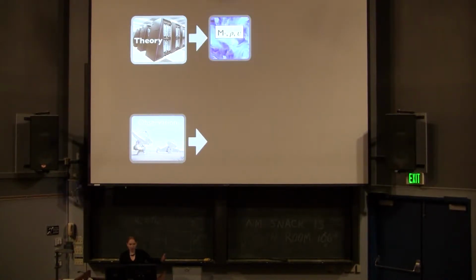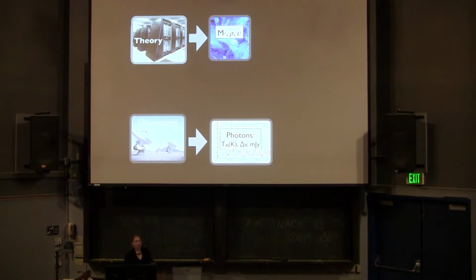So theorists are talking about stellar masses, densities, velocities, these kind of fundamental physical quantities. And meanwhile, observers are talking about photons. And they often talk about mysterious things like antenna temperatures, velocity dispersions, and Janskis. And so there's a fundamental disconnect with some of the language that theory and observation have.